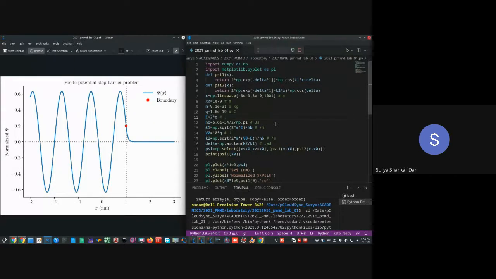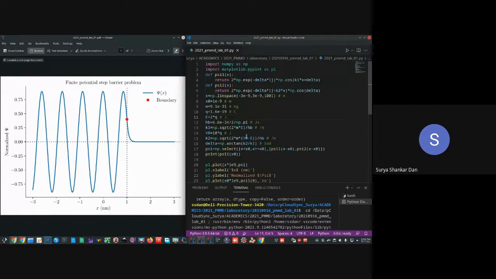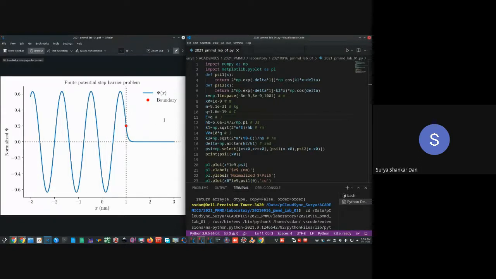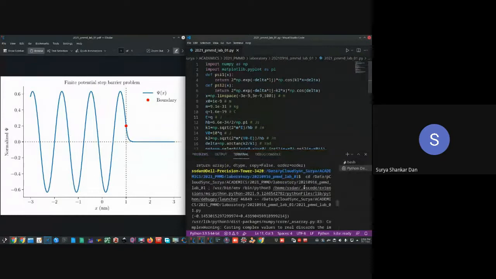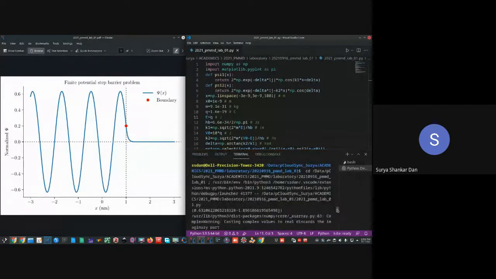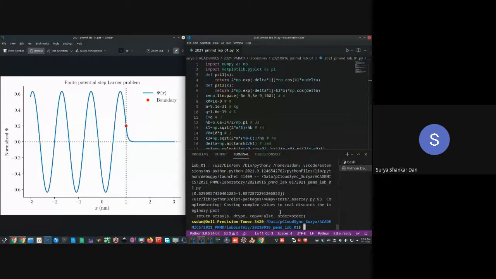So if you are increasing the energy of the particle, what is the probability that the electrons will essentially tunnel? Look, this is very important. I'll also put the print value here, so down below you will be able to see the values.